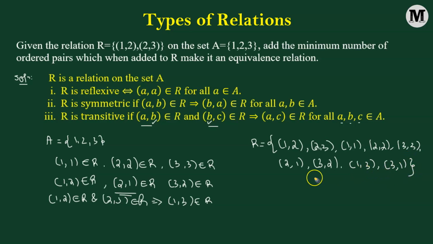Now these are all the ordered pairs that must belong to the relation R, and once we add all of these extra ordered pairs, the relation R becomes an equivalence relation because it is reflexive, symmetric and transitive. So what is the minimum number of ordered pairs that we need to add? We need to add 1, 2, 3, 4, 5, 6, 7. So 7 ordered pairs, namely (1, 1), (2, 2), (3, 3) and the remaining ones. These need to be added to the relation R to make it an equivalence relation.